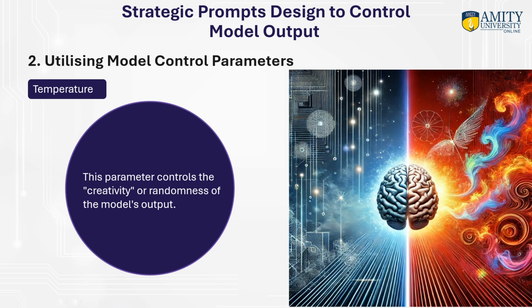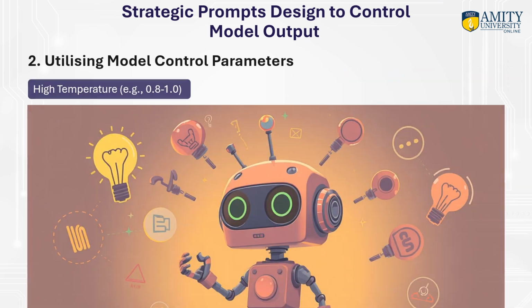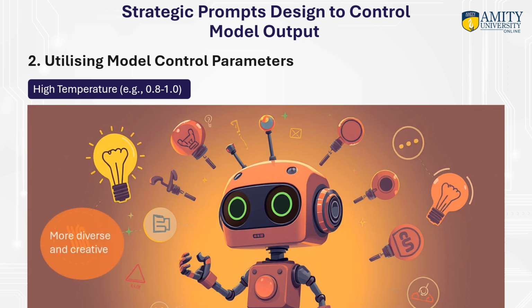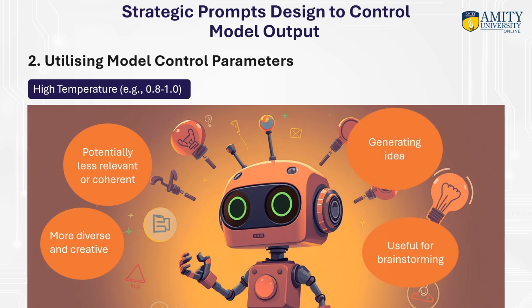So I'm controlling this temperature parameter, which you can control when you're using the AI models. If I have a higher temperature value, such as 0.8 to 1.0, you will be provided with more diverse and creative output, but potentially less relevant or coherent. If you want to generate something like brainstorming ideas, you can always go with a higher temperature value.